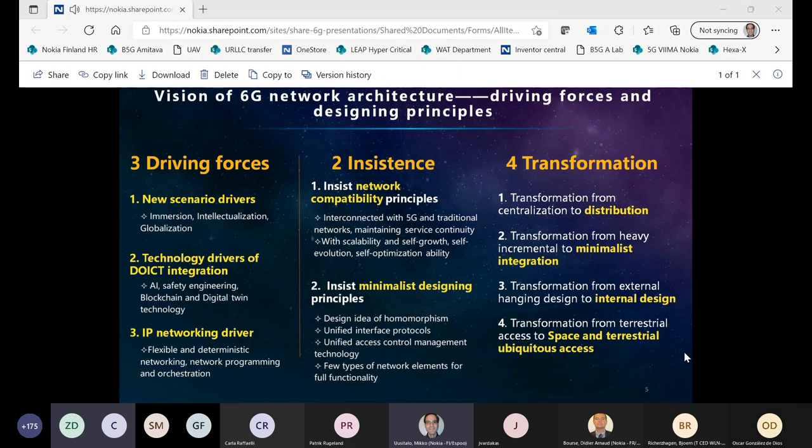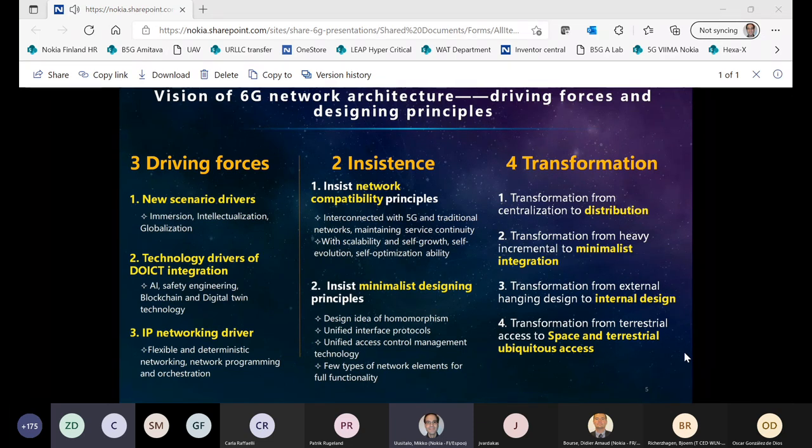Before we design the network architecture, we hope to reach a consensus on the principles so as to better converge various ideas on architecture design. We came up with two principles of insistence and four principles of transformation. We should not only insist on network compatibility, considering the interconnection with the existing system, but also insist on minimalist design, with the idea of homomorphism to achieve unified protocol and control.